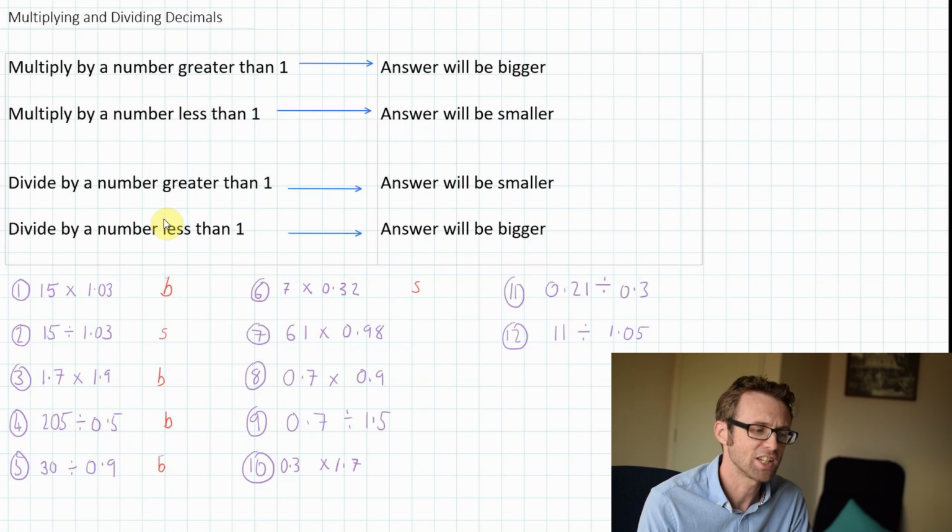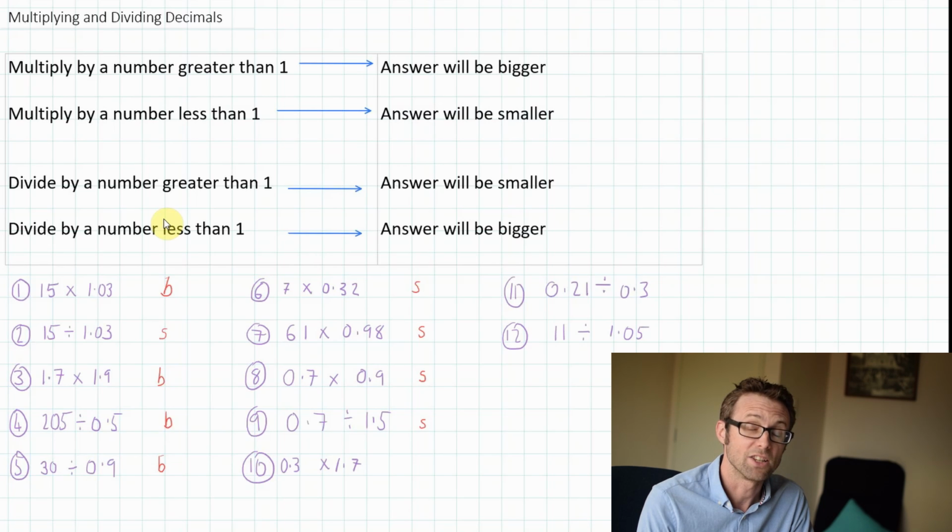Number 7, I've got 61, I'm multiplying it by a number less than 1, so my answer is going to be smaller, just like the previous example. Number 8, 0.7 times 0.9. I'm multiplying 0.7 by a number that is less than 1, so my answer is going to be smaller than 0.7. Now I'm dividing 0.7 by a number that is bigger than 1, so my answer is going to be smaller than 0.7.